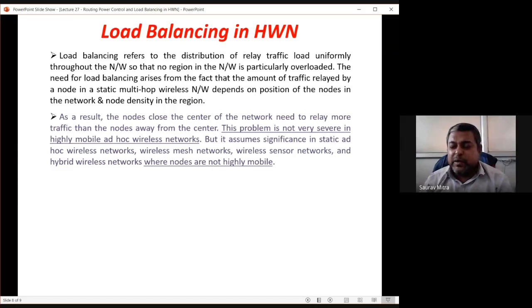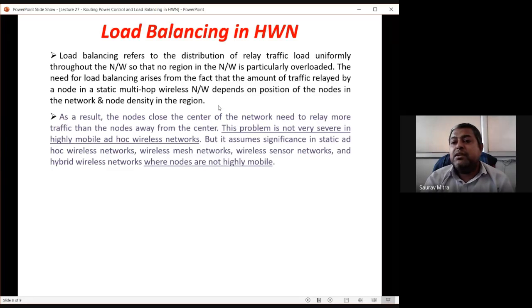In case of fisheye kind of routing protocol, we had found that generally toward the center of the whole topology, the data traffic density is too high. That means whichever nodes are situated towards the center of the topology, their battery gets exhausted very fast. We will be seeing the diagram. So in the whole network, the central part of the topology is getting exhausted. And once the battery is exhausted, no kind of data communication can take place in that central region. So that's a problem. So it is saying that the need for load balancing arises from the fact that the amount of traffic relayed by a node in a static multi-hop wireless network depends on the position of the nodes in the network and node density in the region.